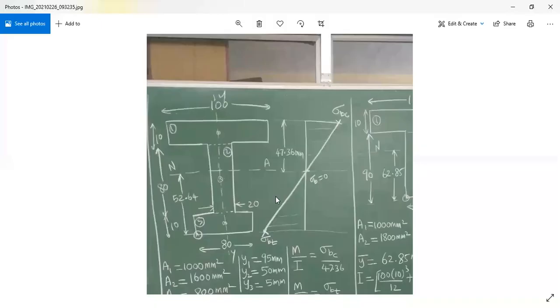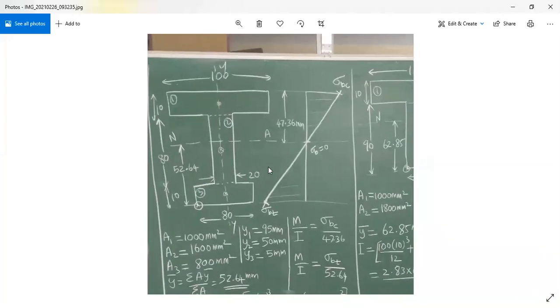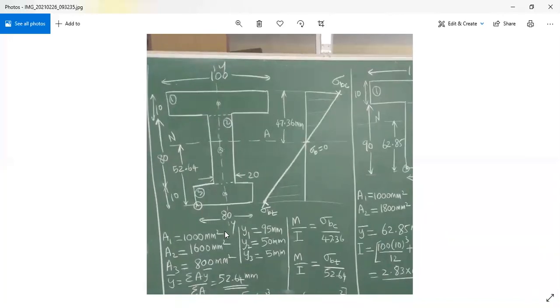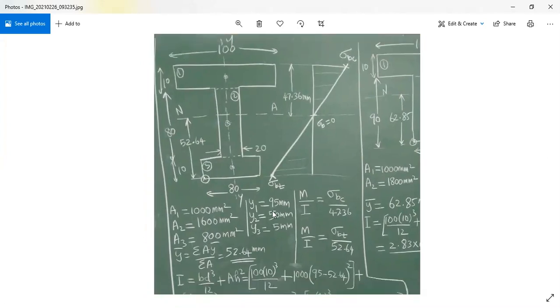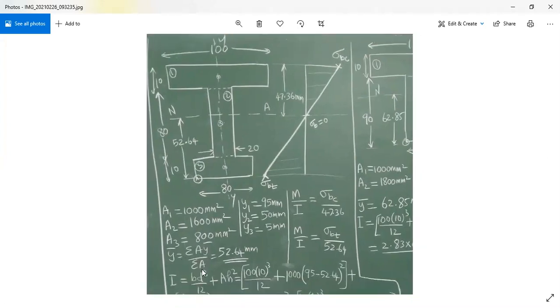Now let us take another I section. Now this I section is symmetric about the y axis, but unsymmetric about the x axis. So we need to locate the x axis. Immediately we have to locate this centroid. That is, y bar is equal to sigma a y bar by sigma a formula.